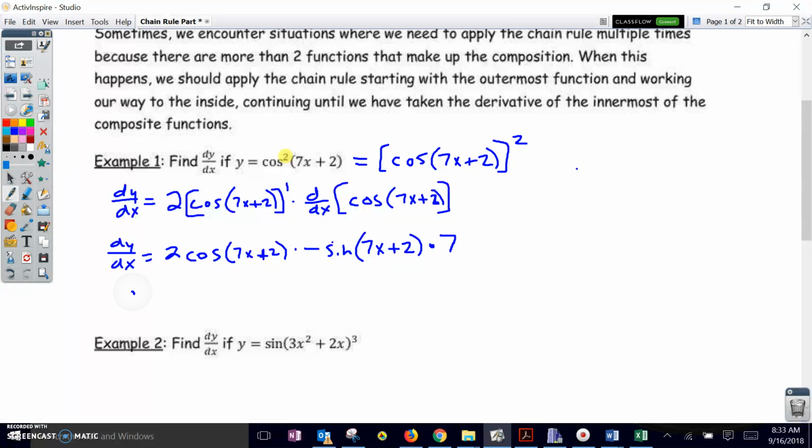And then the last thing I want to do is clean up my answer, get all my constants out to the front, and write it in a way that it is not ambiguous from a notational standpoint. And I end up with my derivative of this function being negative 14 cosine of the quantity 7x plus 2 sine of the quantity 7x plus 2. Alright.